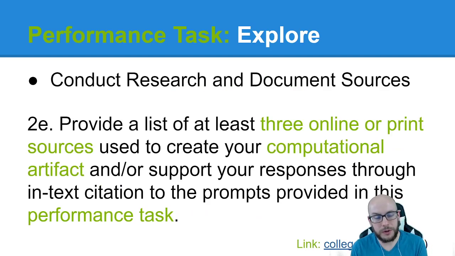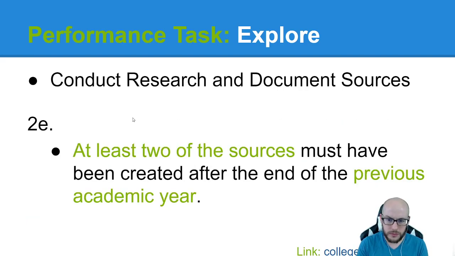Once you have selected a computing innovation, you'll conduct research, and this falls under 2E, again a written response, where you're going to need to cite the resources you're pulling from. You need at least three online or print resources. You can cite a website, or you can use something like a magazine or a newspaper. At least two of the three sources must have been created after the end of the previous academic year, so you need to use relatively up-to-date resources.